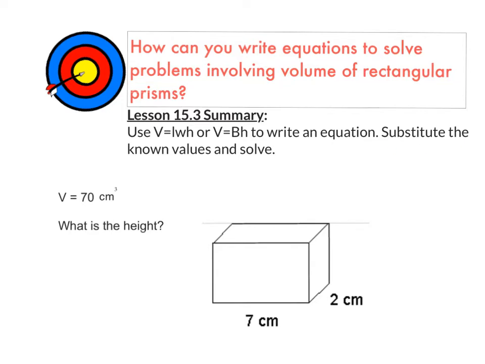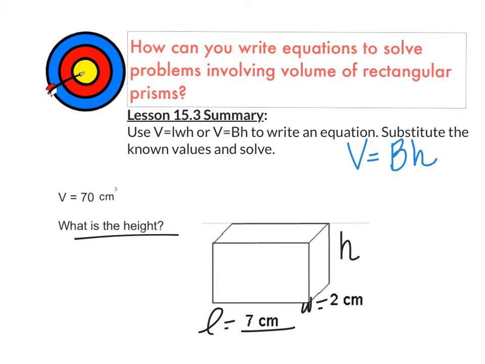So here we have a rectangular prism, and we know the length and the width, but we're trying to solve for height. We don't know that. Whenever we're doing anything with formulas, we want to start with the formula. I'm going to use volume equals capital B, area of the base, times height. Then I'm going to substitute in what I know. I know the volume is 70, so instead of V, I'm going to write 70.